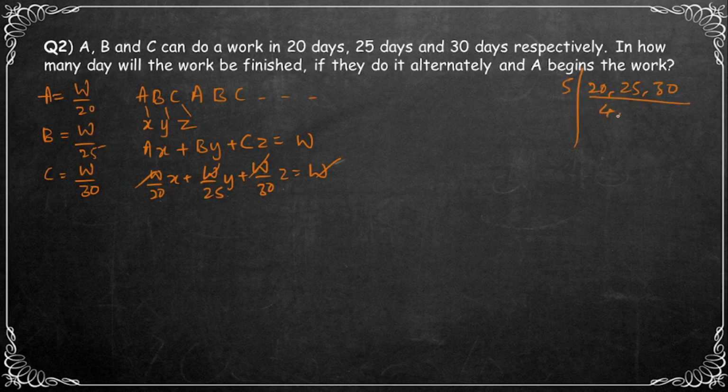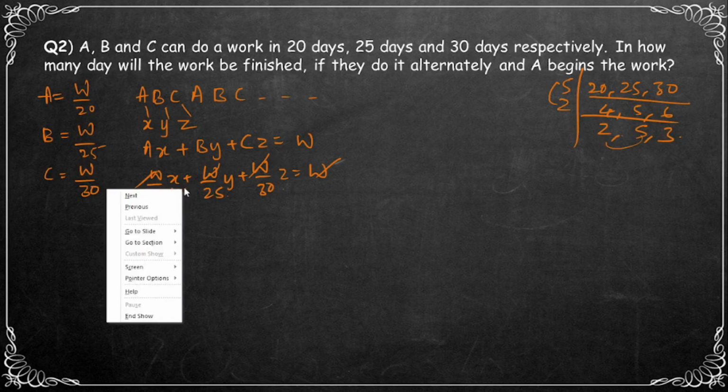So 5, 4, 6, 2, 5, 3. So 5 to the 10, 10 into 10, 100, 100 into 3, 300. So we need to multiply this by 15.